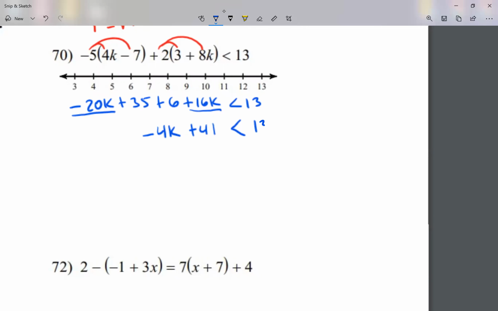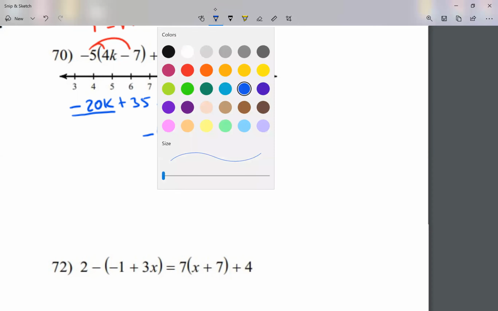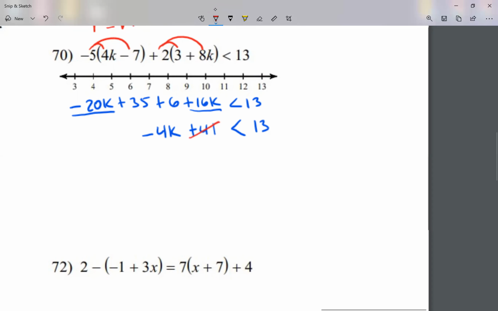Less than 13. All right, letters on the left. The negative 4k is already on the left, so nothing to do. My positive 41, let me move it to the other side as a negative 41. So that gives me that negative 4k is less than. Now here, subtract this out. So that gives me what, 28? Negative 28.